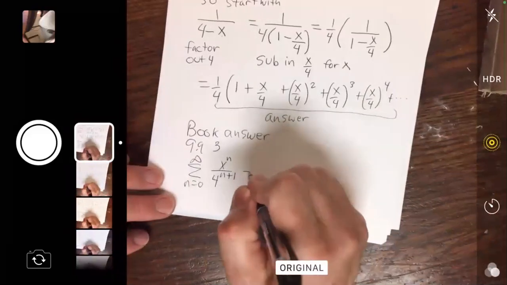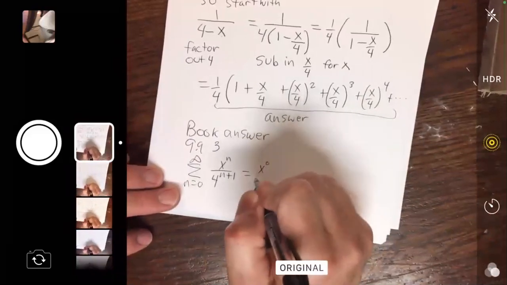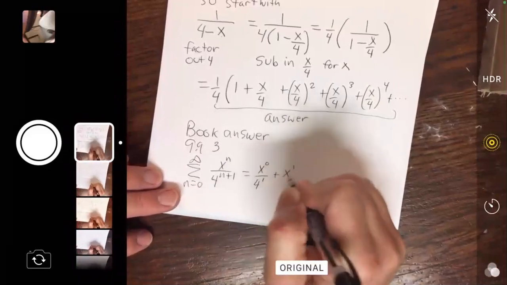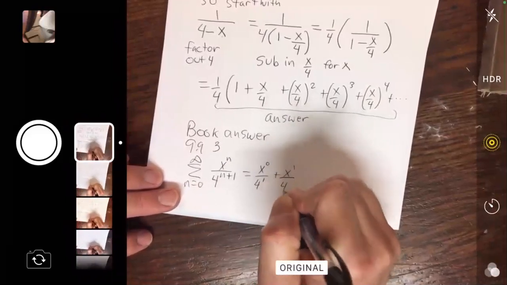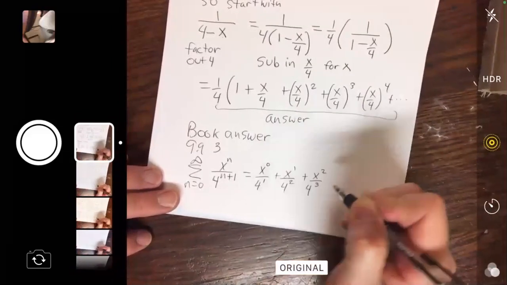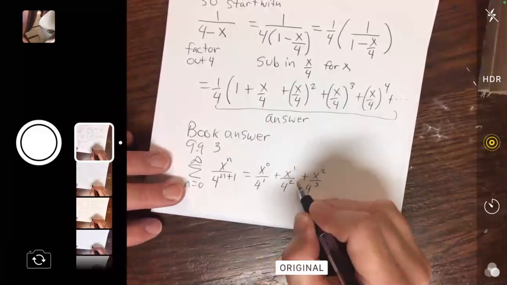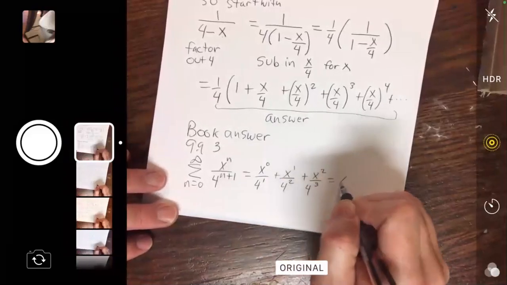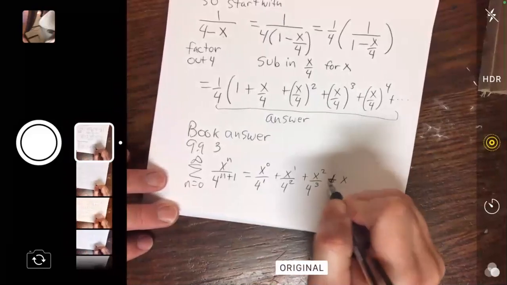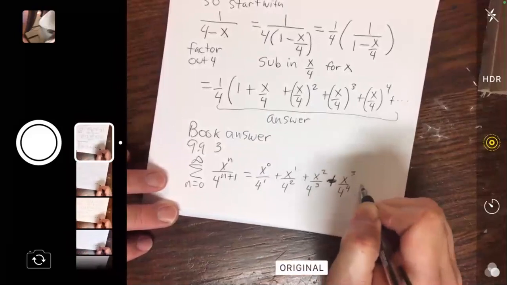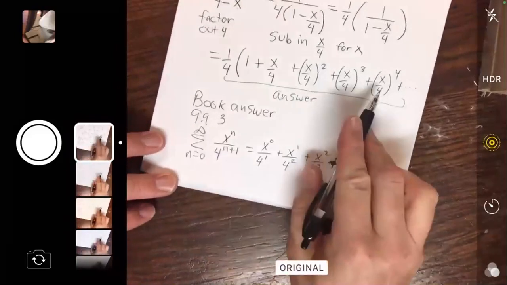So if we do that, you'd have x to the 0 over 4 to the 1 plus x to the 1 over 4 squared plus x squared over 4 to the third. You see the pattern here. The power down here is 1 bigger than the power on the x up there because it's n plus 1. So you'd have plus x cubed over 4 to the fourth. All right, still doesn't quite look like it's matched.